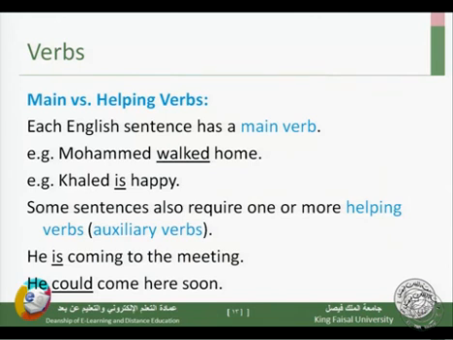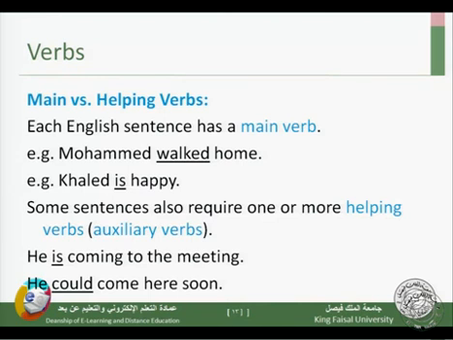Some sentences also require one or more helping verbs. We can also call them auxiliary verbs. This is another name for helping verbs. So we have 2 examples here. He is coming to the meeting. You notice we have 2 verbs here, is and coming. So is the helping verb or the auxiliary verb, and coming is the main verb in this sentence.